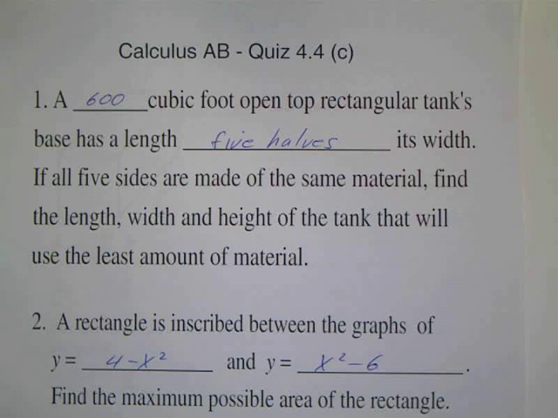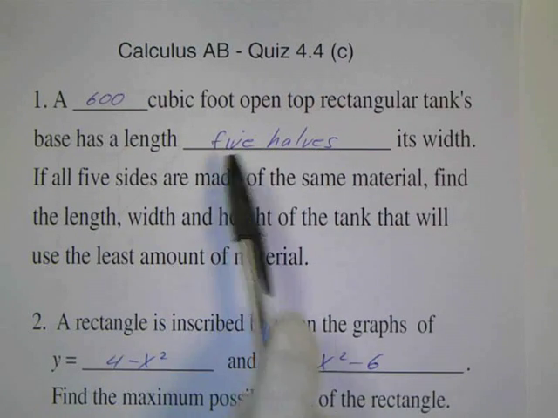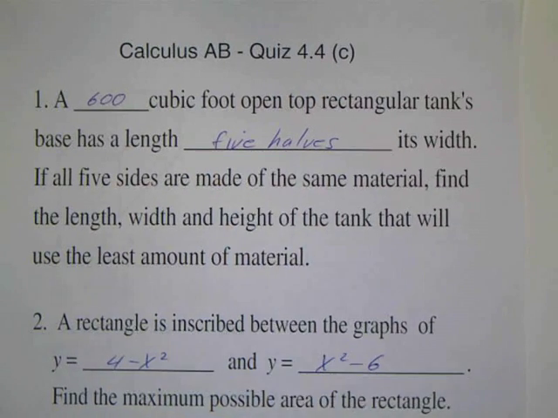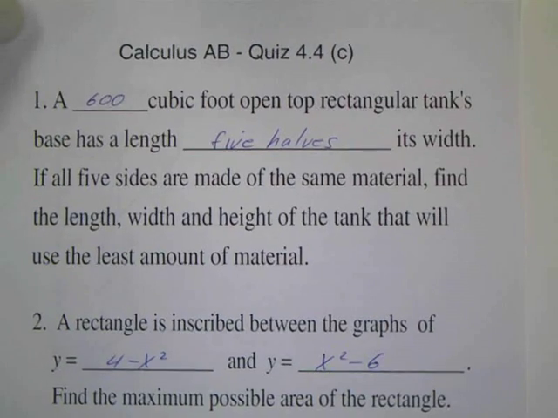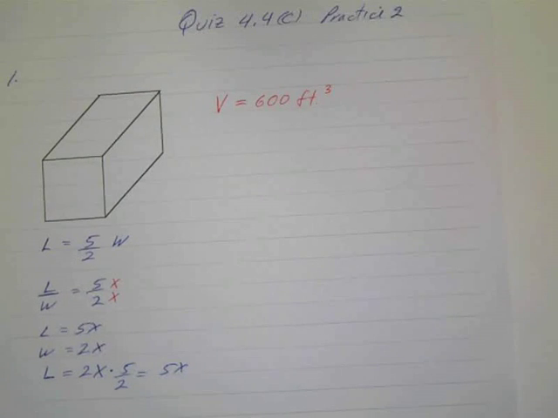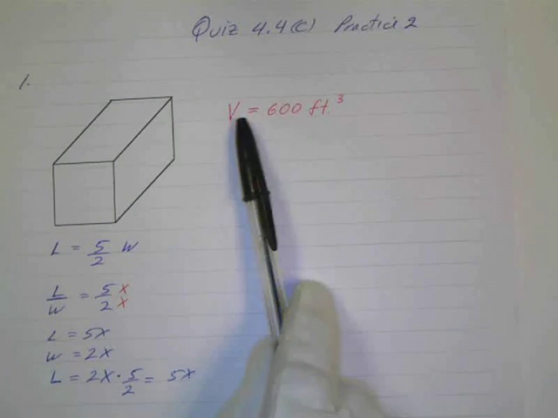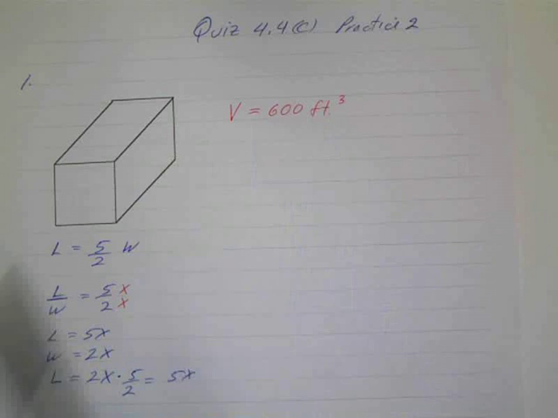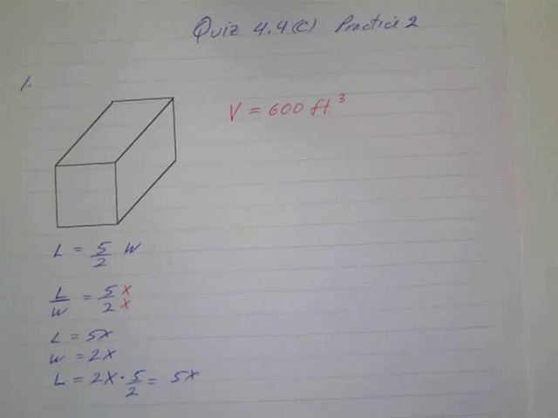All right, so let's take a look at this. Now, the 5/2 is a little bit different than what we've done. We've done some that are twice its width, 3 times its width, etc. We can do those, but this makes it a little bit more interesting. So what I did was I have my sketch over here. Now, we do know that the volume is 600 cubic feet, and that's going to be the constraint.